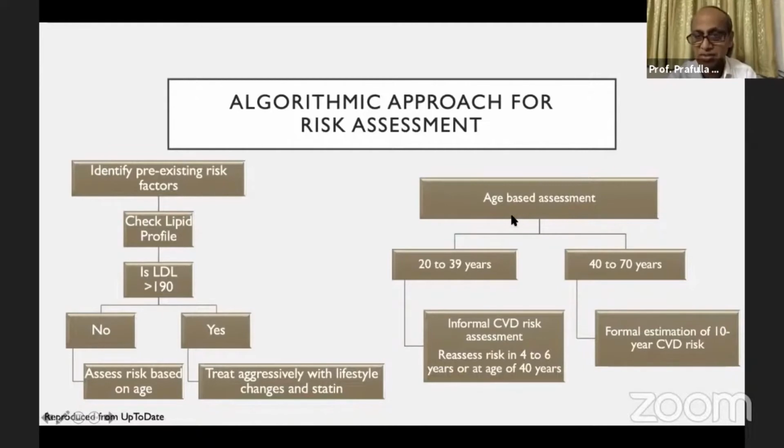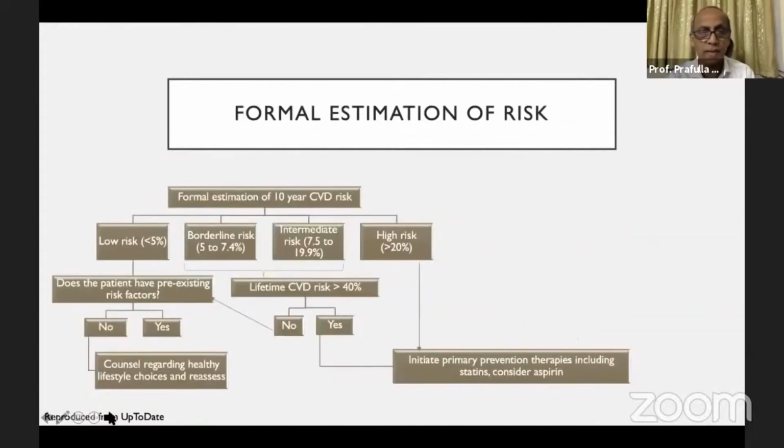age-based assessment. For the age group 20 to 39, it has to be informal. Why do we call it informal? It considers this age group as being 40 to 70 years, because all studies are in this age group for formal estimation of the 10-year risk score. And with the formal estimation, you can divide your patients into these 4 categories based on their 10-year event rate: less than 5%, 5 to 7.4%, 7.5 to 19.9%, and high risk is more than 20%.